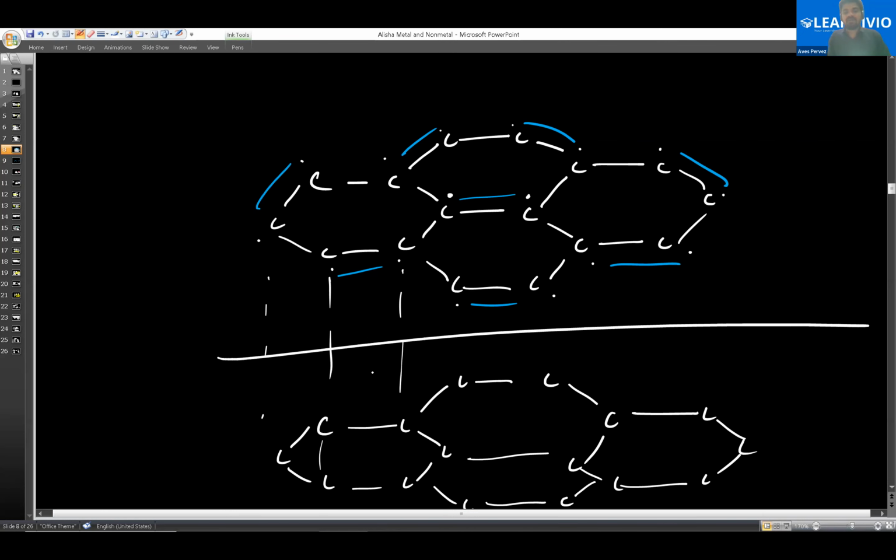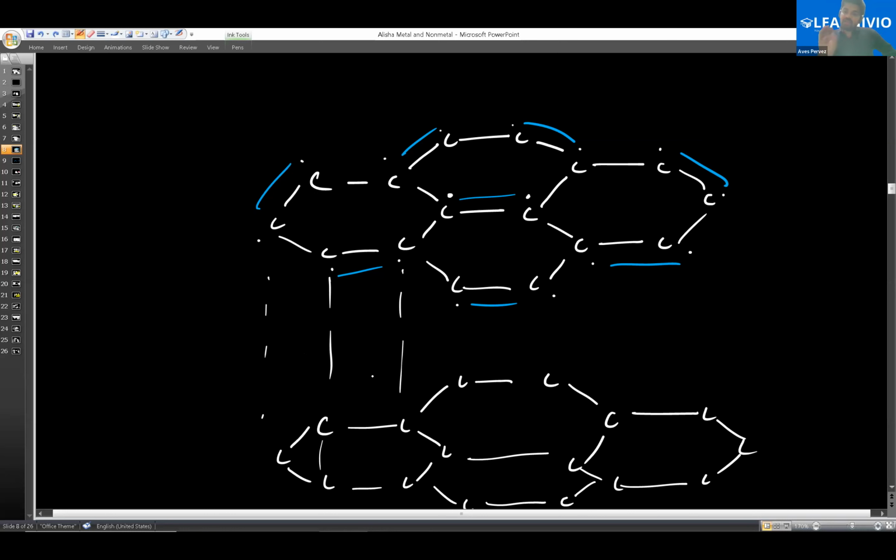Sir, if an element has more than two forms, then will it still be called an allotrope, or are only two forms called allotropes? The two forms are called allotropes. There are three forms. One form was Buckminster Fullerenes also. We will study this one in the carbon compounds chapter in more detail.